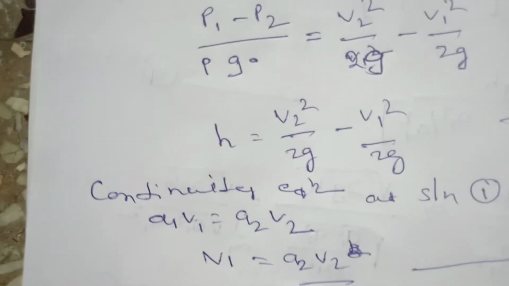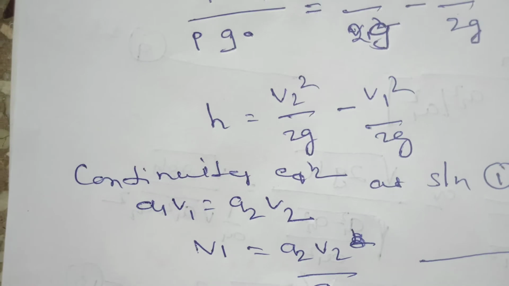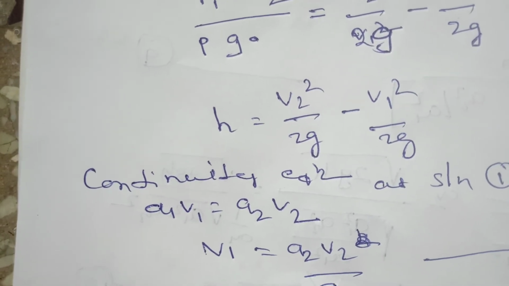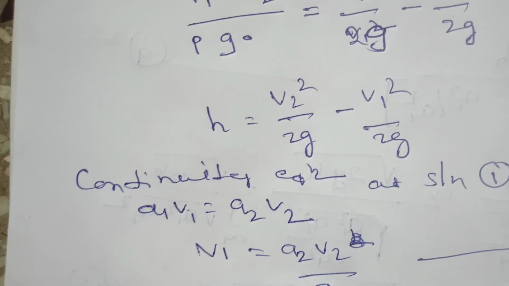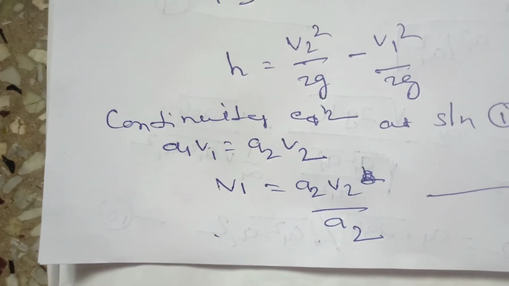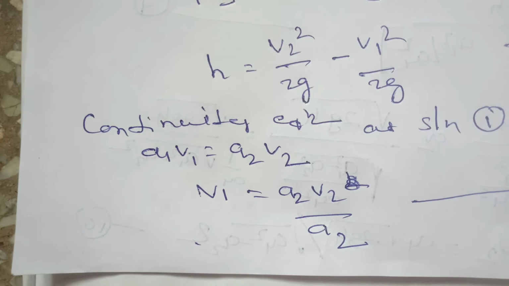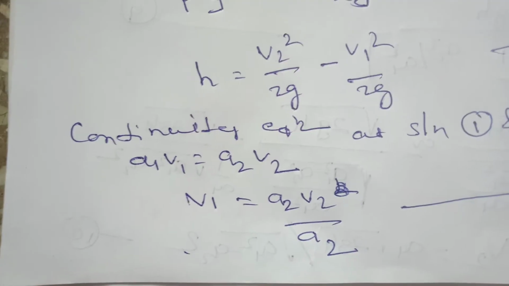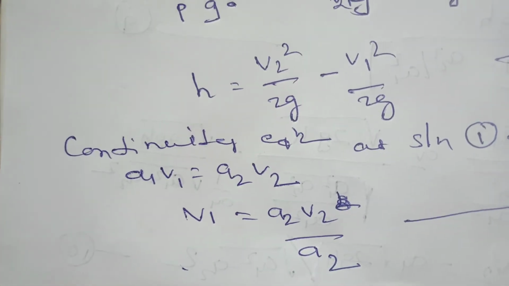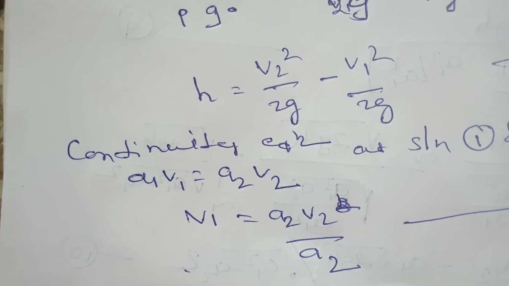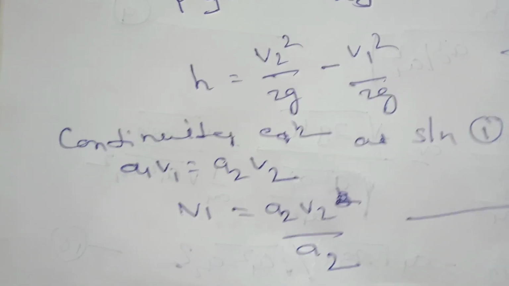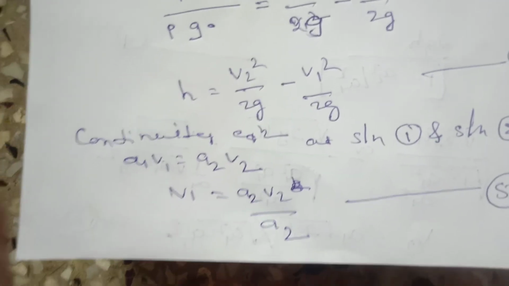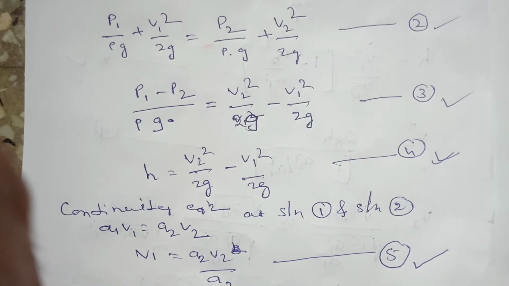Next I take the continuity equation. You know what the continuity equation is? Flow rate at cross section 1 is equal to flow rate at cross section 2. That is A1 V1 is equal to A2 V2. From that I get the value of V1: V1 is equal to A2 V2 by A1. This V1 value I substitute in equation 4.